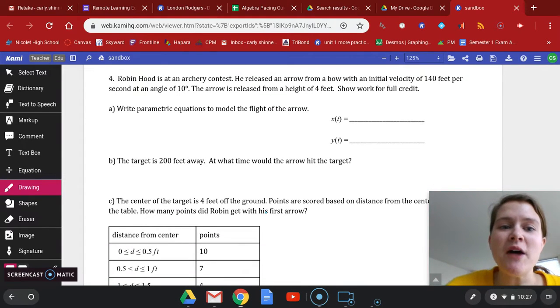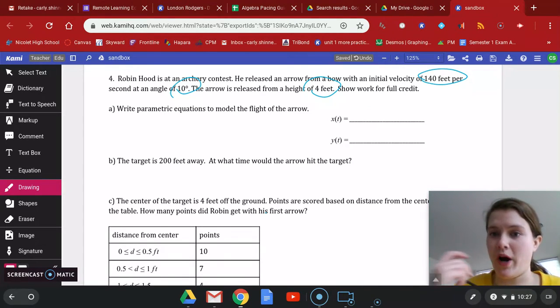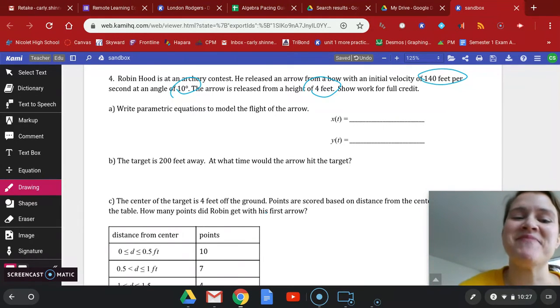So Robin Hood is at an archery contest. He released an arrow from a bow with an initial velocity of 140 and an angle of 10. The arrow is released from a height of 4 feet. Show work for full credit. Well, that was before we went online.